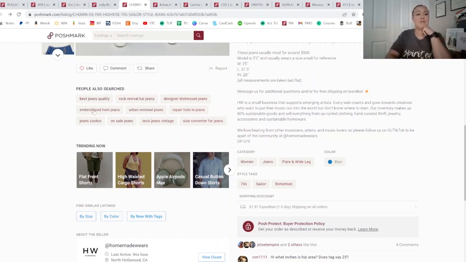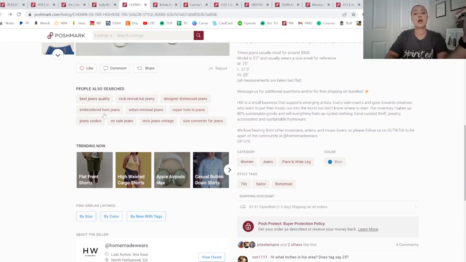Yes. I mean, that's stuff I forget about all the time, though I'm not necessarily listing all the Dolce & Gabbana jeans. Embroidered hem jeans, interesting. Urban renewal jeans. This also might give you clues for sourcing. Like if you saw the same type of search come up? Like, I'm just thinking about the embroidered hem jeans.